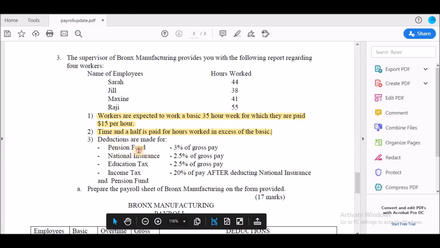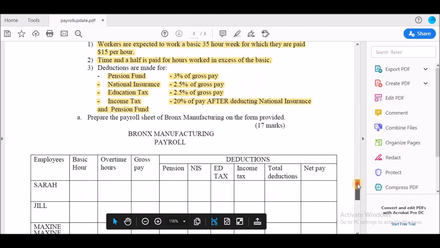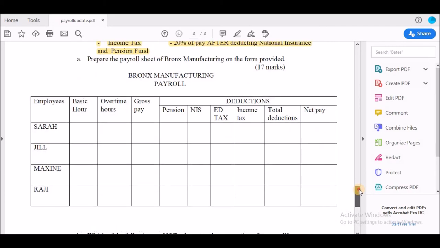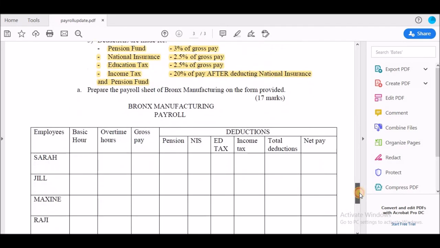Deductions are made, so pension is 3%, national insurance is 2.5%, ed tax is 2.5%, and income tax is 20% after deducting national insurance and pension fund. And you're given the payroll sheet to complete here. Alright, so let's get into that.